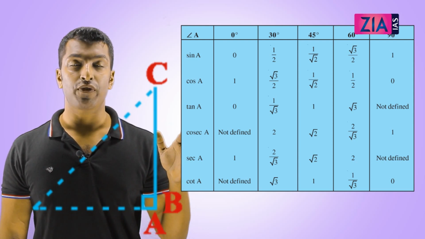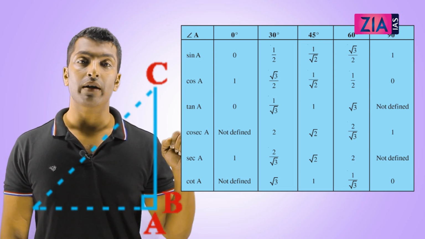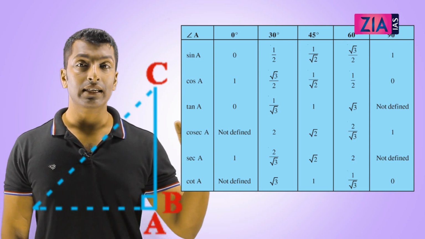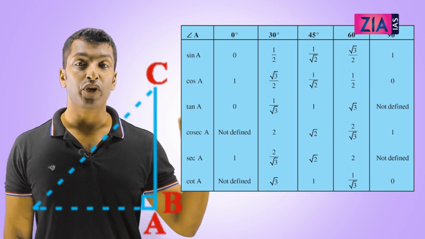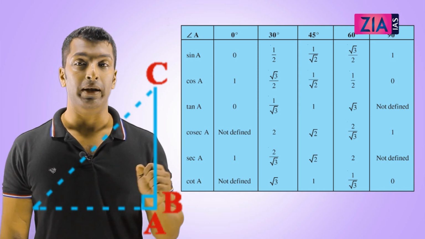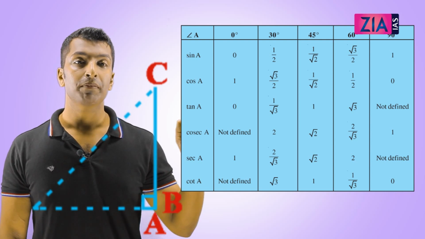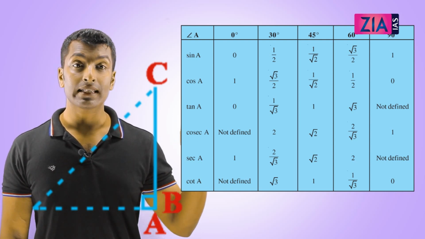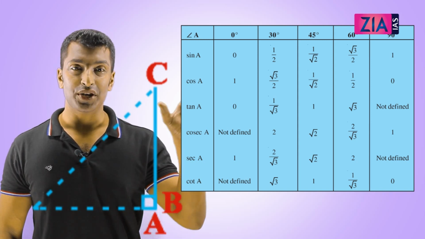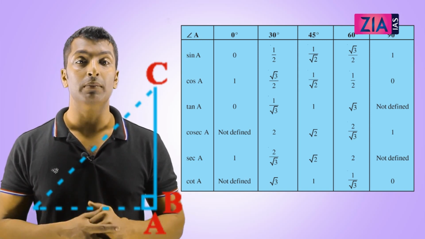Cosec 0 is not defined, cosec 30 is 2, cosec 45 is root 2, cosec 60 is 2 divided by root 3 and cosec 90 is 1. Sec 0 is 1, sec 30 is 2 divided by root 3, sec 45 is root 2, sec 60 is 2 and sec 90 is not defined. Cot 0 is not defined, cot 30 is root 3, cot 45 is 1, cot 60 is 1 divided by root 3 and cot 90 is 0. So these are the ratios that you need to remember, and you can solve distance and angle related problems very easily.